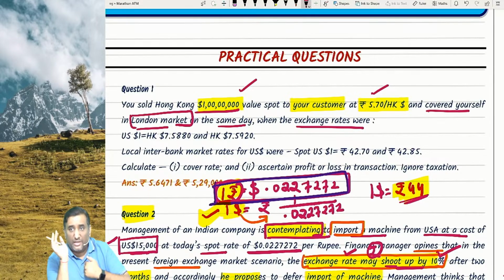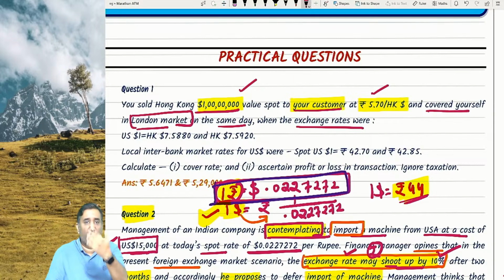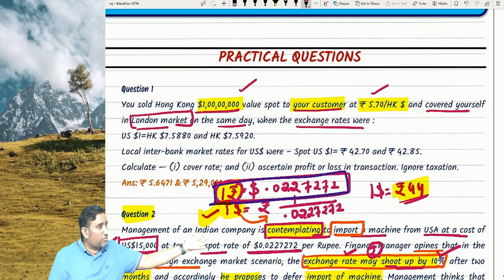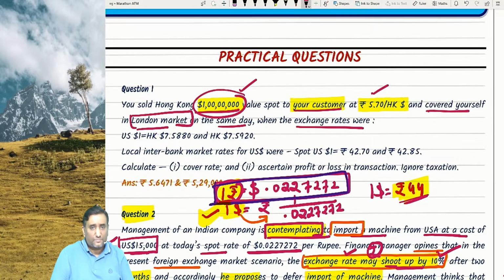You will buy from me. I have given Hong Kong value spot to a customer. I have given the commitment to you. I'll give you HKD. I'll give you the chocolate. I'll give you the cake. In the evening I have to arrange for that cake. I am ordering the cake from some other shopkeeper. So from that shopkeeper I'll buy that HKD 1 crore. This is confirmed. And since you gave me rupees, I have rupees in hand.